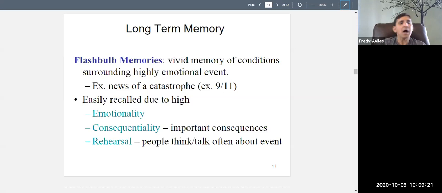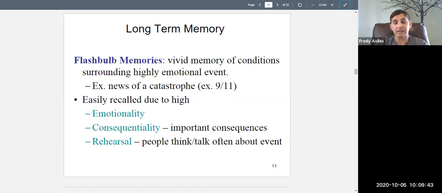I remember talking to my mom. I remember talking to, you know, my colleagues. I was in graduate school. I remember watching it on the news over and over again for weeks and months. That's all they talked about on the news. So guess what? You thought about it a lot. You got to rehearse it a lot. Those are reasons why it's so easy to remember.